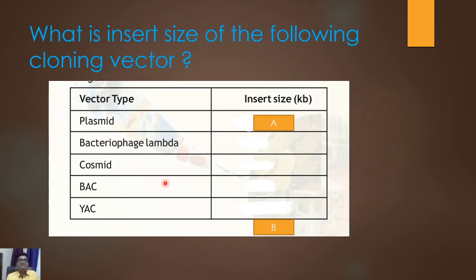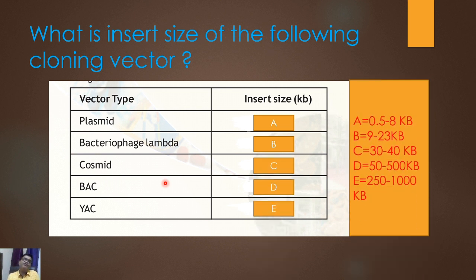Next, generally 1 mark, 2 marks, 3 marks, or 4 marks questions are asked. For example, what are the different types of cloning vectors? M13 vector, plasmid vector, cosmid vector, bacteriophage lambda, bacterial artificial chromosome, or yeast artificial chromosome. So these are the different vectors for cloning of different sizes of DNA.